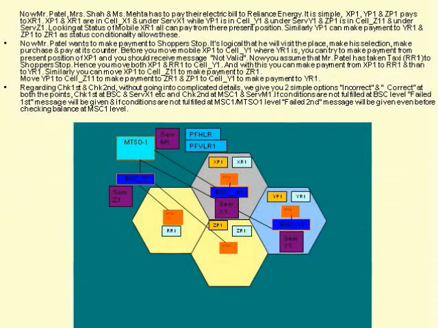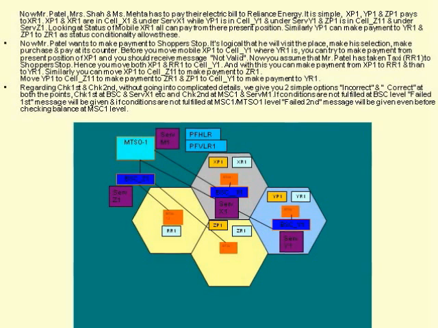Now Mr. Patel, Mrs. Shah and Ms. Mehta have to pay their electric bill to Reliance Energy. It is simple: XQ1, YQ1 and ZQ1 pay to XR1. XQ1 and XR1 are in cell X1 and under Serve X1, while YQ1 is in cell Y1 and under Serve Y1 and ZQ1 is in cell Z1 and under Serve Z1. Looking at the status of mobile XR1, all can pay from their present position. Similarly, YQ1 can make payment to YR1 and ZQ1 to ZR1, as status conditionality allows these.